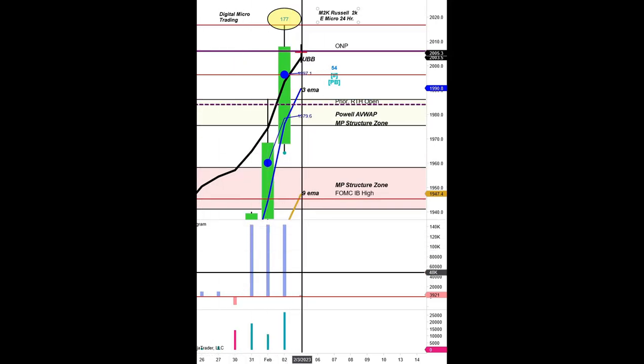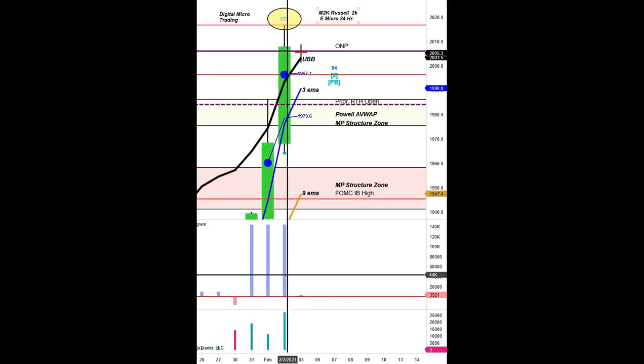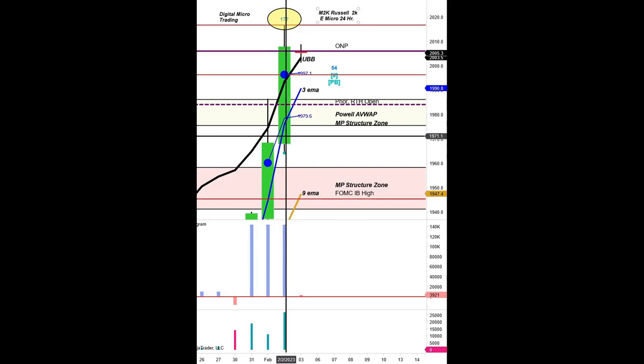The order flow below, of course, has been all north on the strength of the hits. Same with the pace, all green. So bulls are in control. So let's get to the next chart.